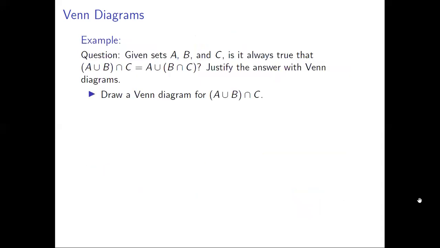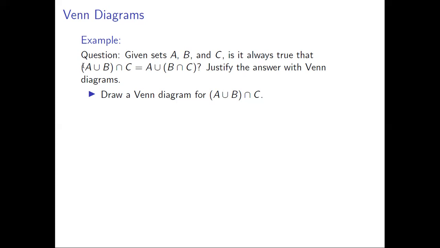Next example: given sets A, B, and C, is it always true that A union B, then intersected with C, is always equal to A union the intersection of B and C? Okay, so it's the same A union B intersected with C, but the difference is where we put the parentheses. Do we put the parentheses around A union B, or do we put the parentheses around B intersected with C? We might think that they're the same. We might think that they're different. Let's try to justify the answer with Venn diagrams.